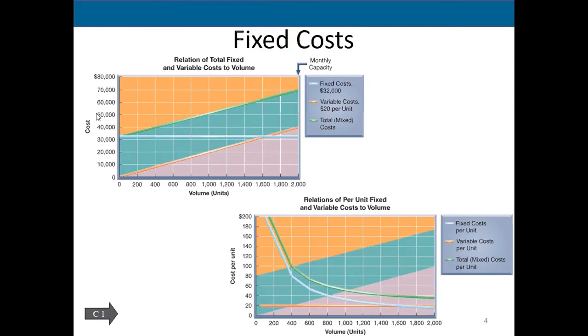Now, identifying cost by behavior, this is one of those classifications that we learned all the way back in chapter 14, is that cost can either be viewed as fixed or variable. And this gives us a relation of total fixed and variable cost to volume. If you look at this blue line here, this is going to be your fixed cost, set at 32,000 fixed cost. Fixed costs do not change in relation to an activity. So no matter how many in volume you produce, fixed cost is going to stay the same.